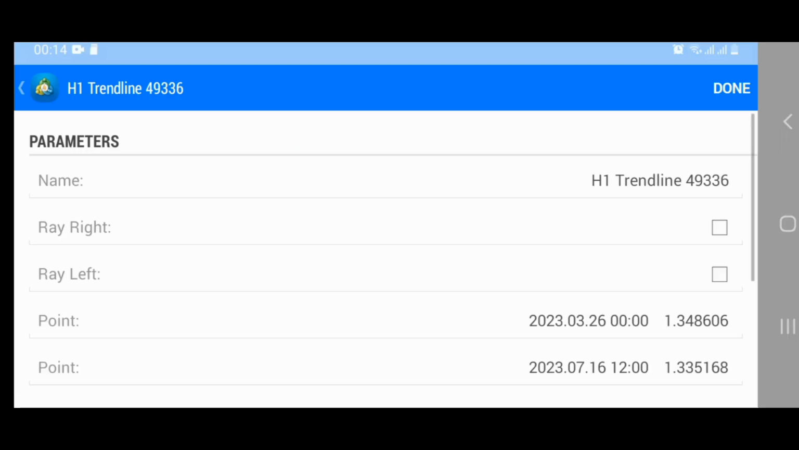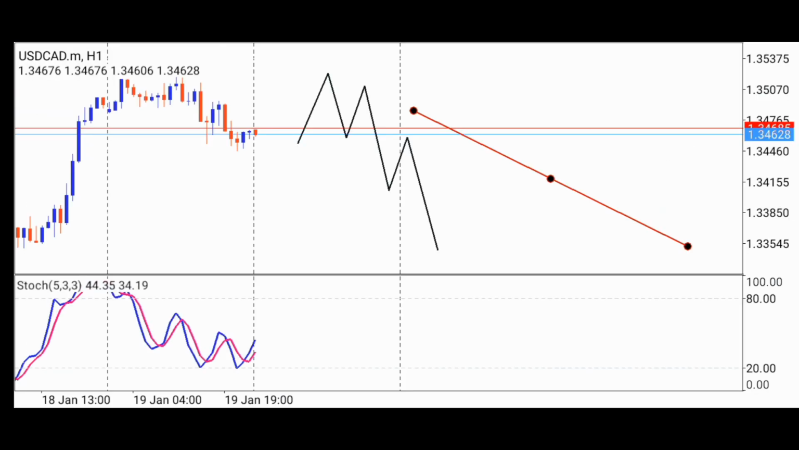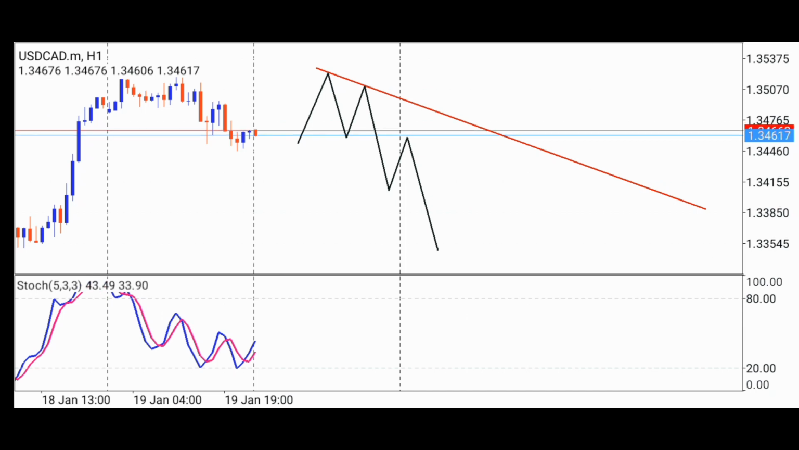So I will change my trend lines and mark them red. I will mark my footprint with red. So the red line is the footprint. The layer line is number two.